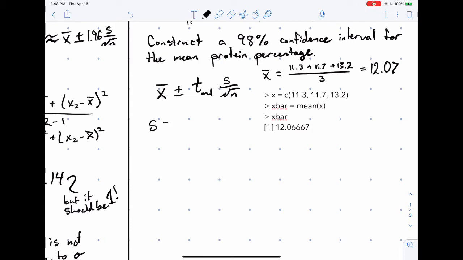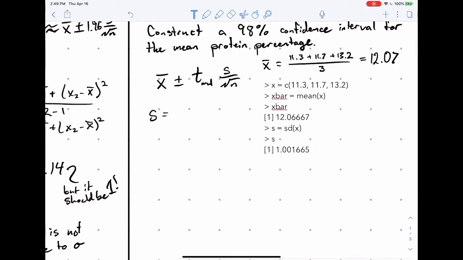Similarly, you get the standard deviation, and the standard deviation is just sd of x. So you can plug that in. You can verify that this is the same as the formula inside your book. It is. So s equals 1.002 approximately, rounding it. Got lucky.